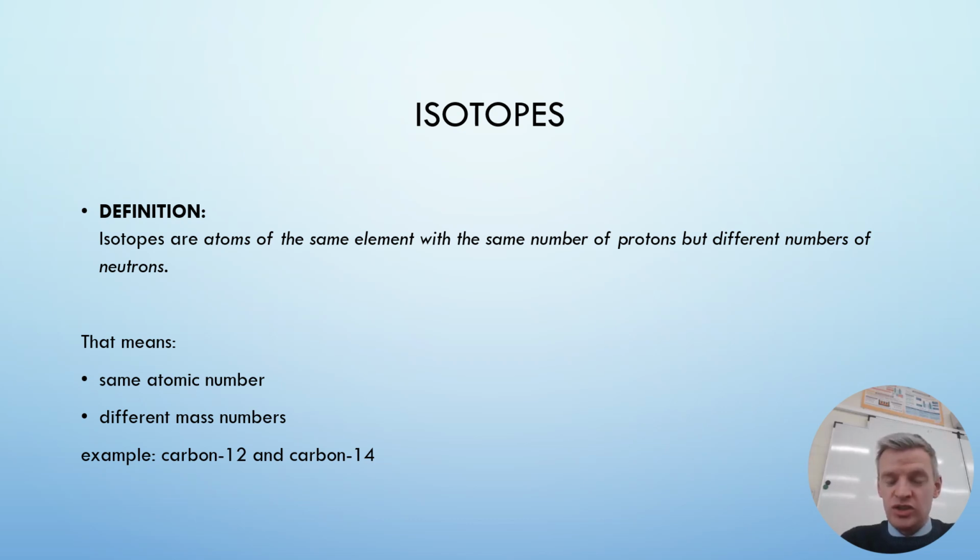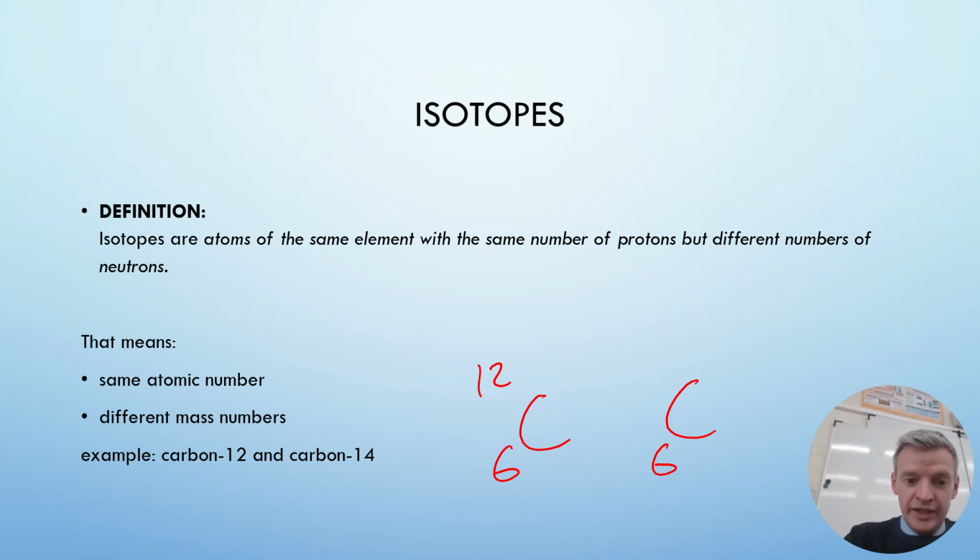So that means effectively that they have the same atomic number but they will have different mass numbers. And a good example here, there's loads of examples, is carbon-12 and carbon-14. So carbon must have an atomic number of 6. So both isotopes have to have an atomic number of 6. One has a mass number of 12, one has a mass number of 14.